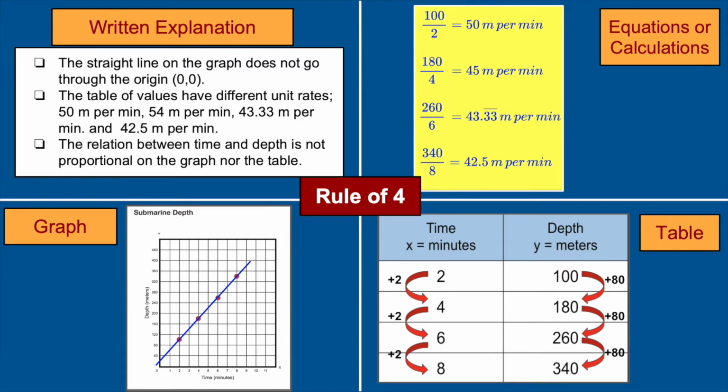To review today's lesson, I've created a checklist. Number 1, always check to see if the graph is a straight line that passes through the origin, 0, 0. Number 2, identify the coordinates for each point on the graph.